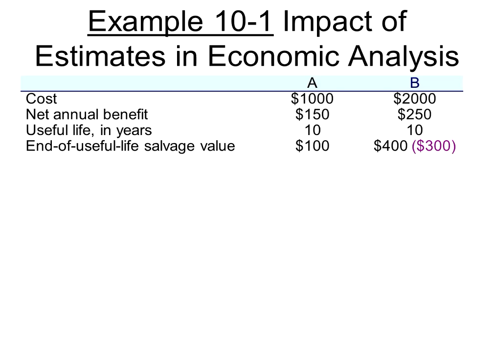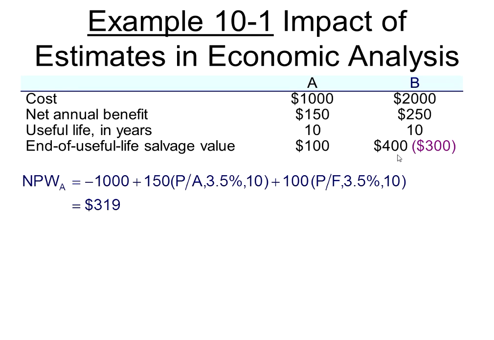We have two alternatives, A and B. They have initial cost. Here's their initial cost. They have annual benefits. They have the same useful life in years, 10 years. And then they have end of useful life salvage value. So let's say alternative A has $100 of salvage value at the end of useful life, and B, we estimated to have a salvage value of 400. And what if we are wrong, and rather than having the salvage of 400 in the future, we only will get 300 rather than 400?